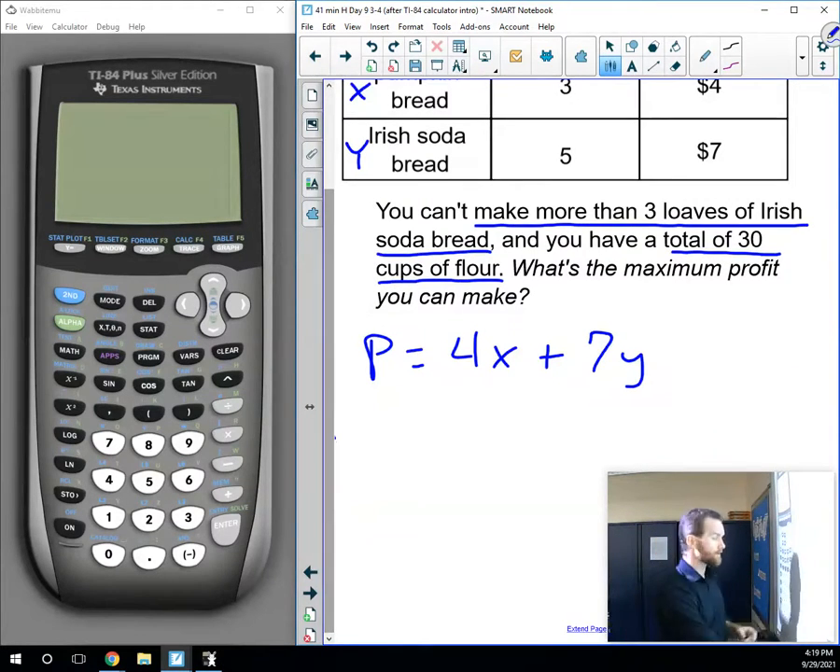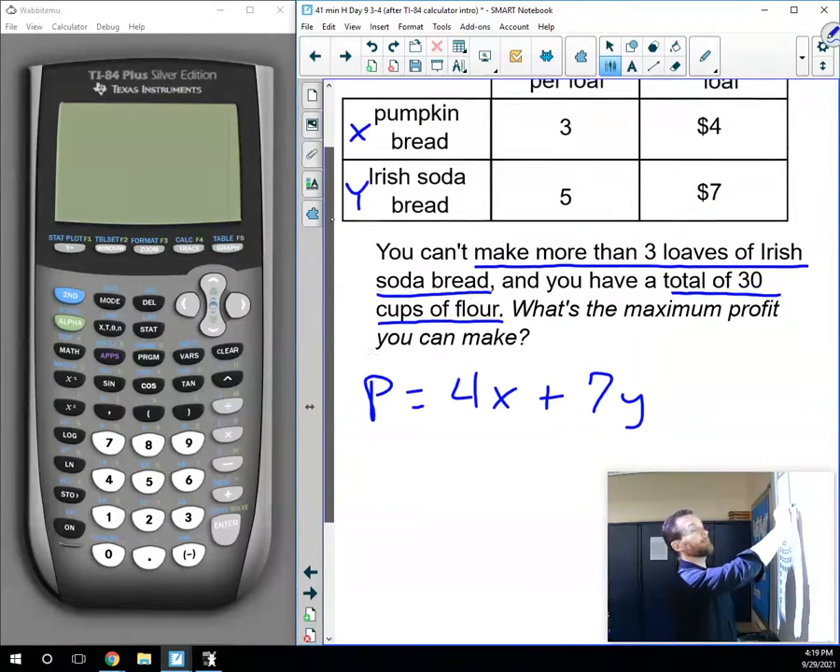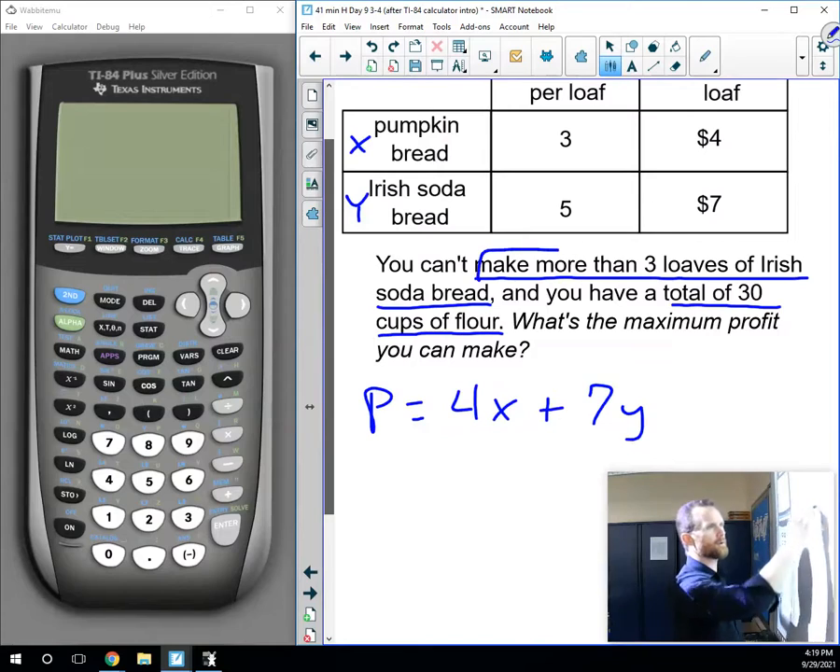Now we need our constraints. We need our limitations because there's limits on what we can do. Let's scroll down a little bit. So let me see. Now I've got to scroll right back up, ironically. The first one I want to talk about is this one right here.